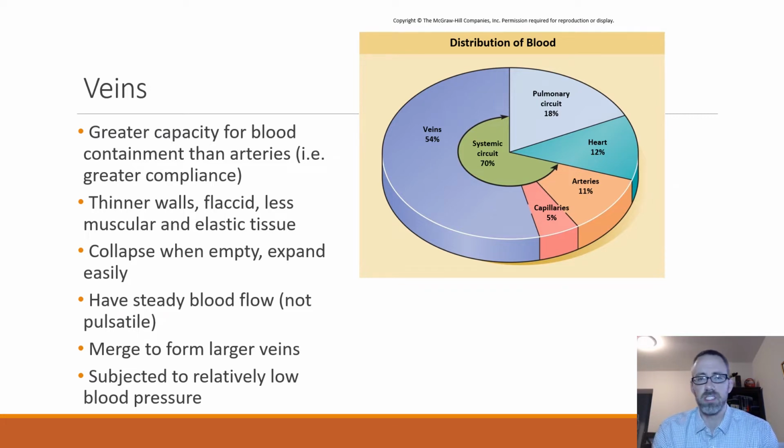And the fact that they're more distensible, meaning their ability to passively stretch with pressure, means that they actually have a greater compliance. They have a greater compliance, so they can hold more volume than the arteries can. The arteries are a bit stiffer in structure. Veins have thinner walls compared to arteries.